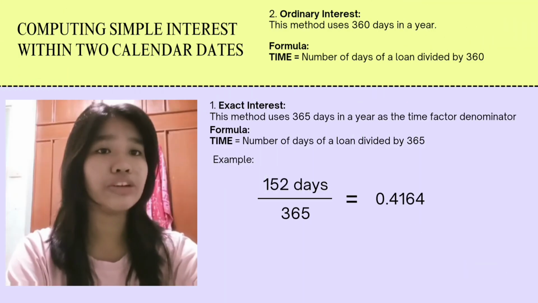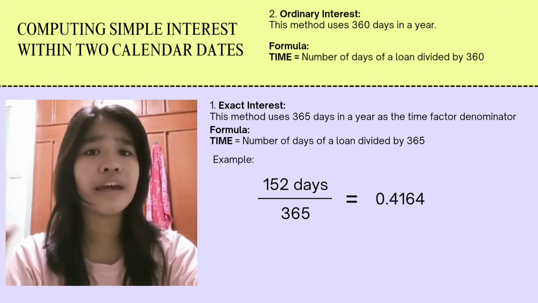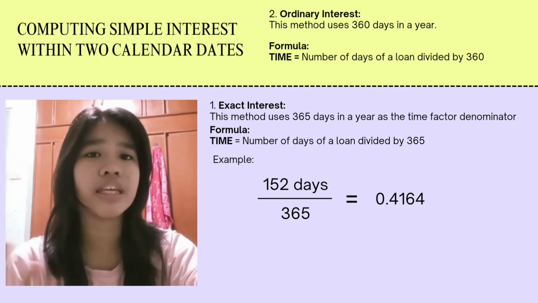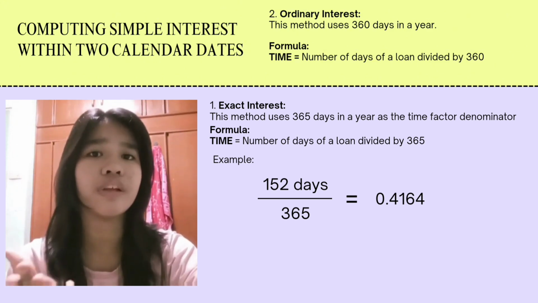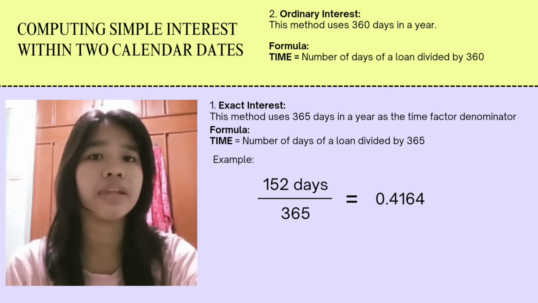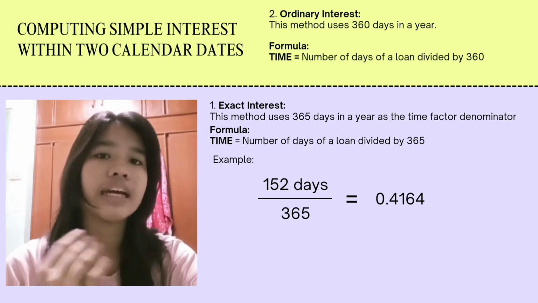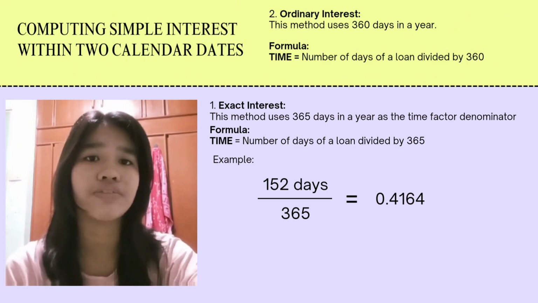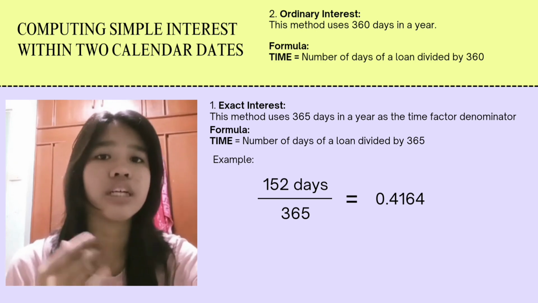Now let's compute for some interest, or should I say, let's find the time to compute the interest. There are two methods in finding the time, and the first one is exact interest. This method uses 365 days in a year as the time factor denominator. The formula is time is equal to the number of days of a loan divided by 365 days. For example, you have to find the approximate time and the exact interest, and your approximate time is 152 days. The formula for the exact interest would be time is equal to the number of days of a loan divided by 365 days. Then your answer would be 0.4164, and that will serve as your given time to solve for the interest.